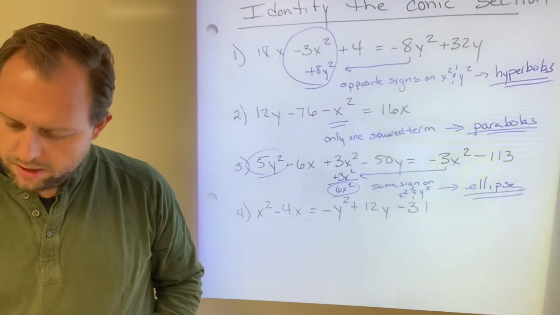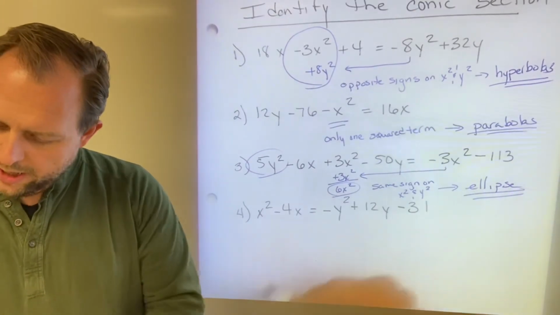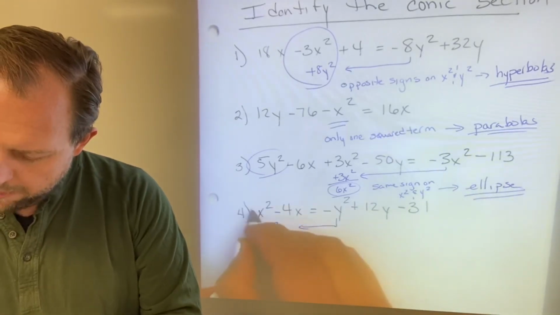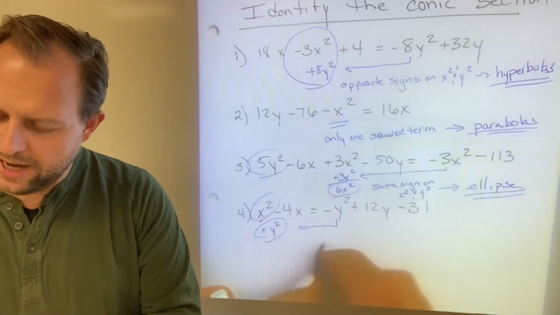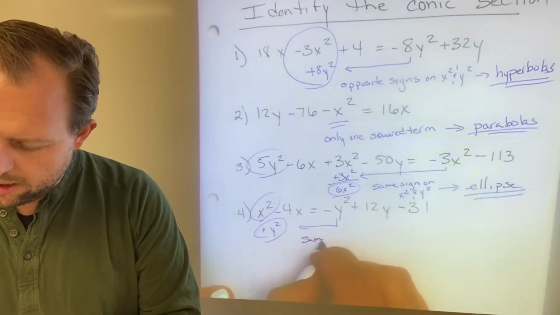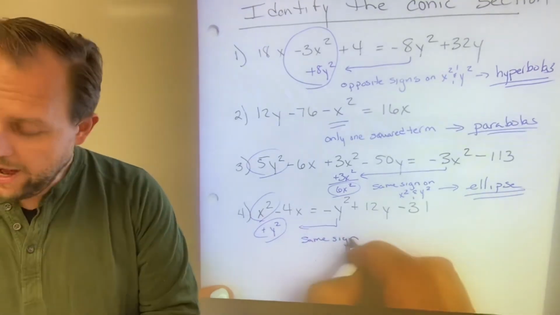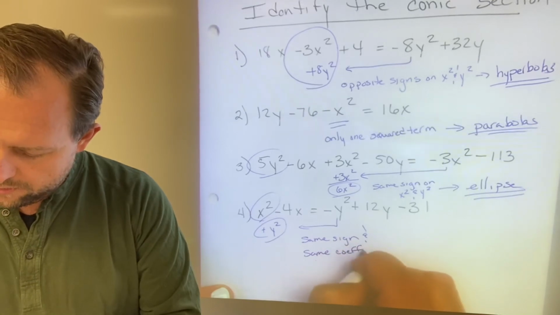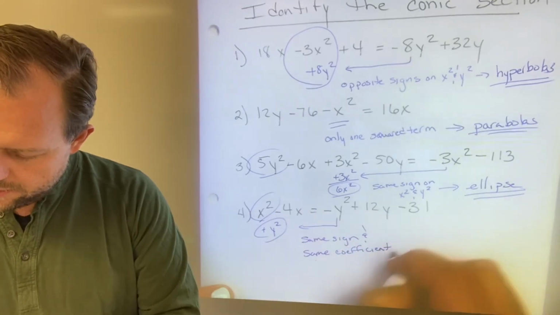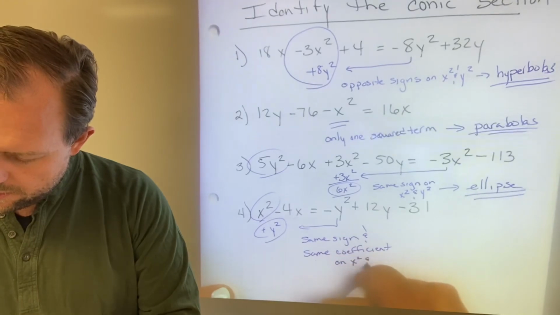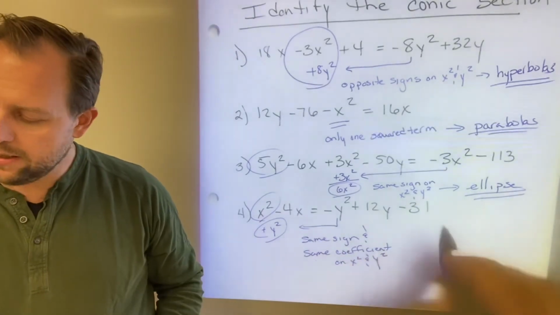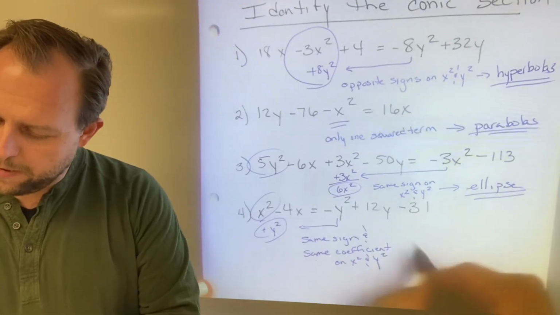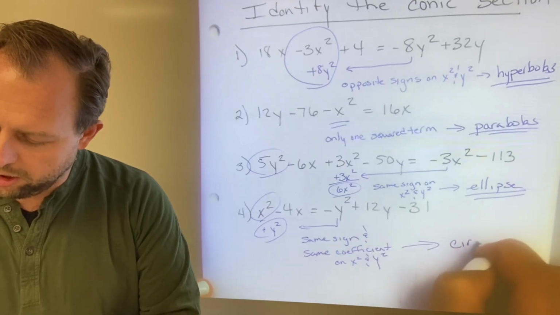And here again, we move this y squared over. I get y squared and a positive x squared. They're the same sign, and the same coefficient this time. When that happens, it's going to be like an ellipse, but it's the special case, which means it's the circle.